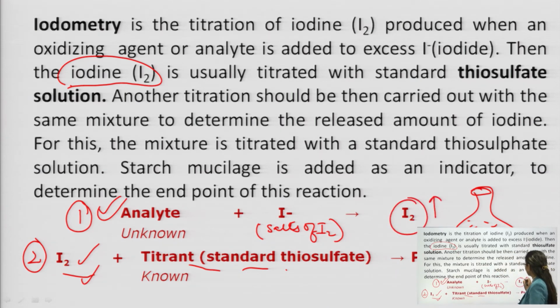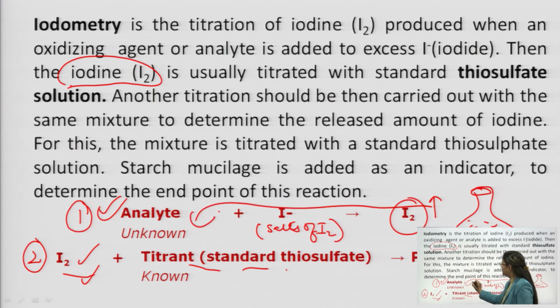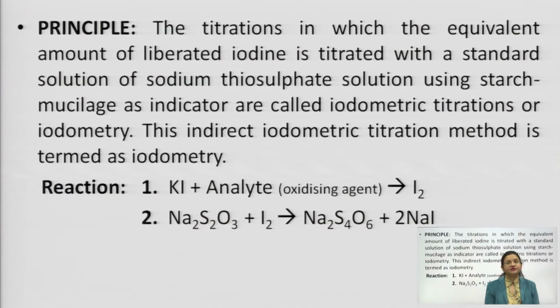equivalent to the concentration of analyte which is present in the sample. For this, the mixture is titrated with standard thiosulfate solution, and starch mucilage is added as an indicator to determine the end point of the reaction. That's our iodometric titration. Now we can go through the principle once again.